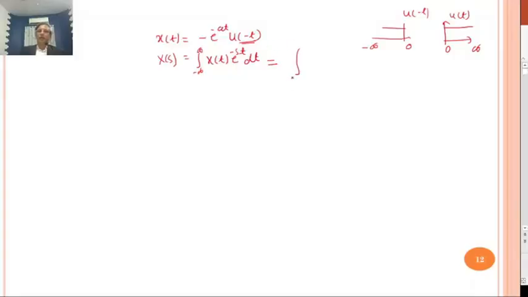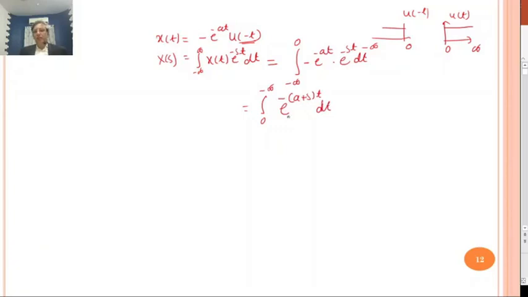Now as this is the non-causal sequence, this is minus infinity to 0, this is minus e raised to minus at, u of minus t means this limit is changed here, into e raised to minus st dt. Now we will absorb this negative sign by interchanging this integration limit, that is 0 to minus infinity, e raised to minus a plus s t dt.